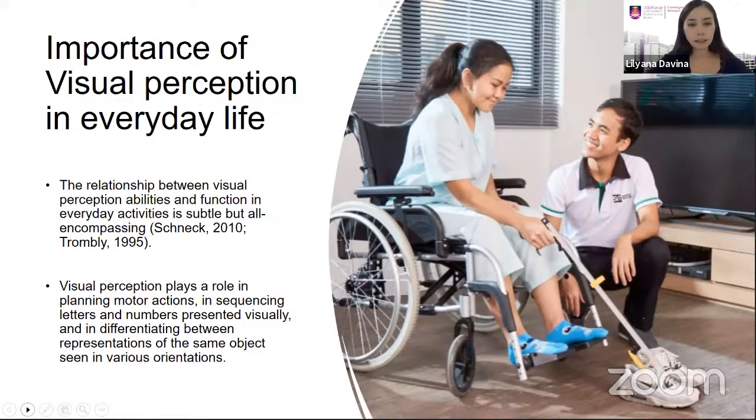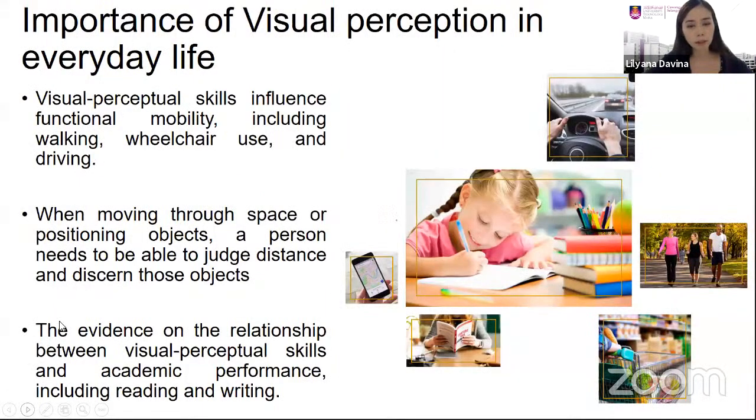Okay, another importance of visual perception yang I boleh cerita sekarang, visual perceptual skills ni akan mempengaruhi our functional mobility, termasuk berjalan, penggunaan wheelchair dan juga sewaktu kita driving especially lah. Okay, when moving through space or positioning objects, a person needs to be able to judge distance and discern those objects. Sangat penting ya, visual perception ni untuk kita. Okay, for children, evidence on the relationship between visual perceptual skills and academic performance are including reading and writing.